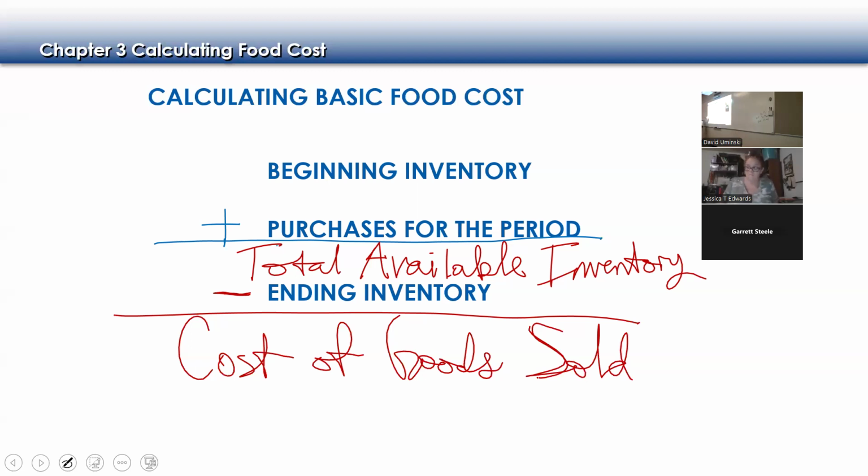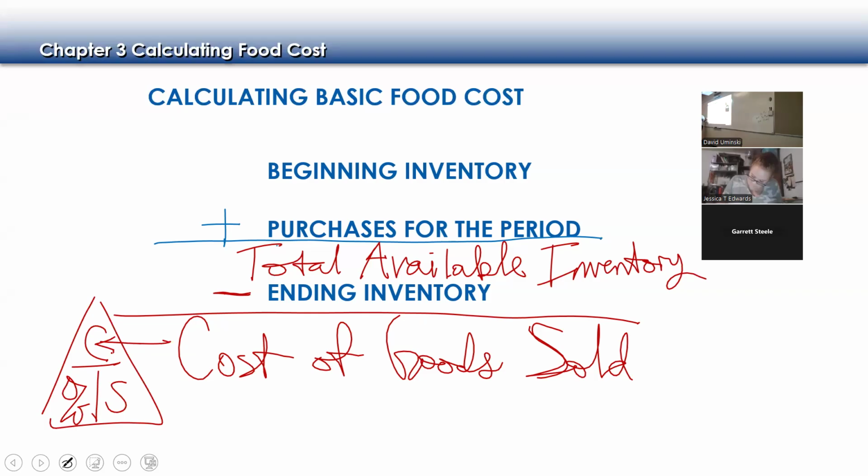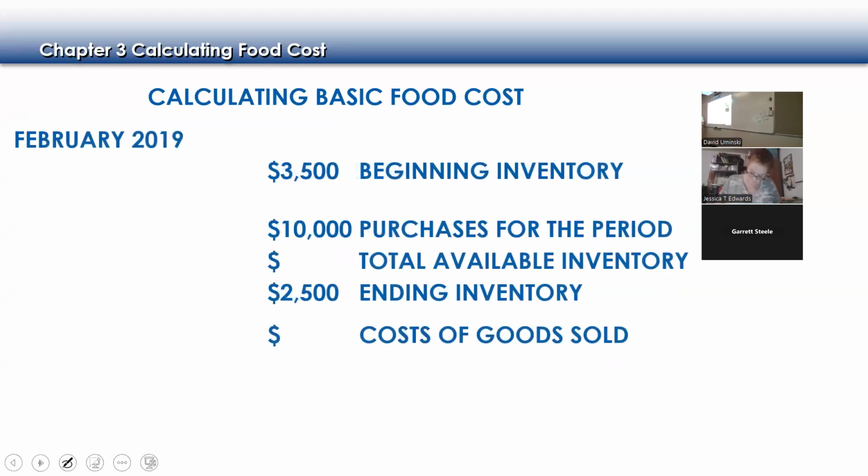So remember when we talk about our triangle, percent, sales, and cost, this is the cost we're talking about. This is where we get this number for that top portion of the triangle. The cost that it took us to produce all that food, okay? So let's do a couple of examples.